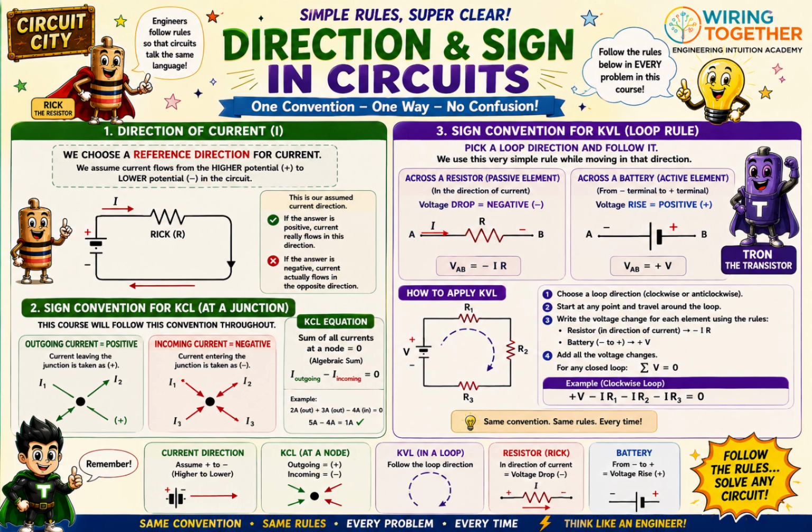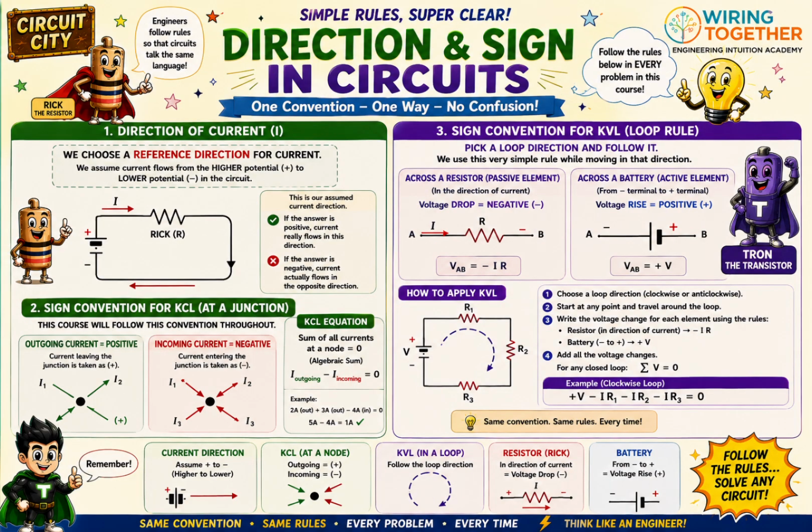So here's how you actually apply KVL, step by step, like a checklist. First, choose your loop direction. Second, start anywhere and travel all the way around. Third, write down the voltage change for every single part you pass. Resistors get a minus sign, batteries crossed minus to plus get a plus sign. Fourth, add up every single voltage change you wrote down, and for any complete loop, they must all add up to exactly 0. So remember, team, current direction is just our best guess.